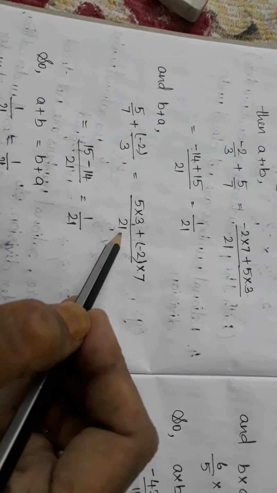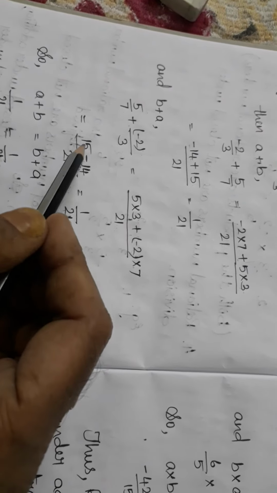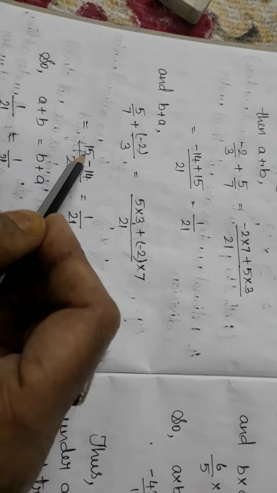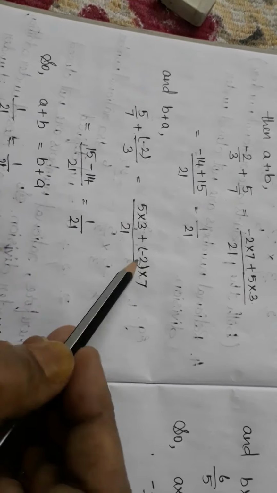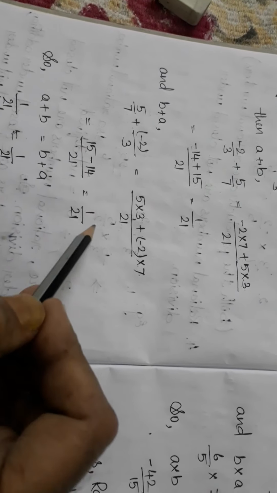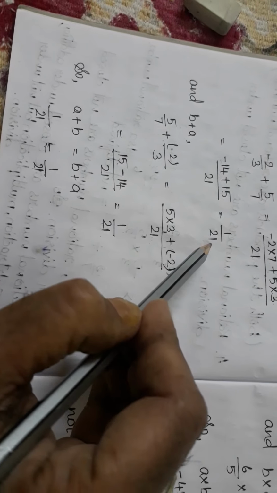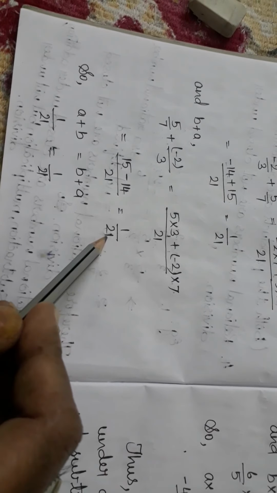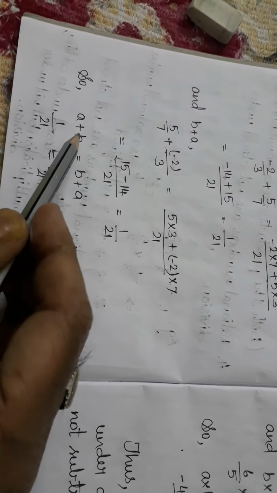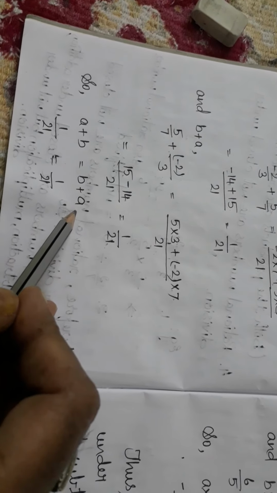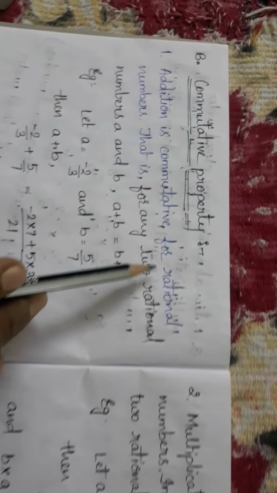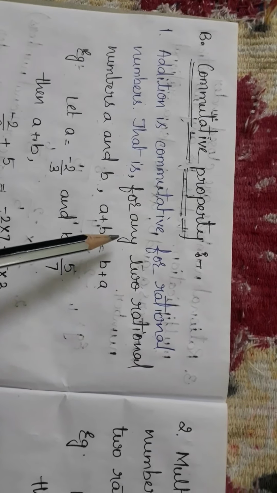So what is the value of 5 into 3? 15. Minus 2 into 7, minus 14. So what is the value? 15 minus 14, 1 by 21. So A plus B, what value did we get? 1 by 21. B plus A also we got 1 by 21. So A plus B is equal to B plus A. So rational numbers are commutative under addition.